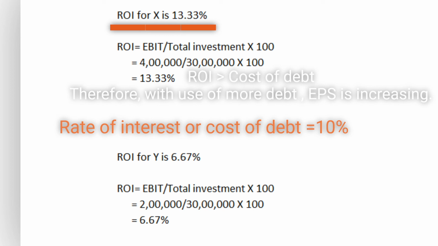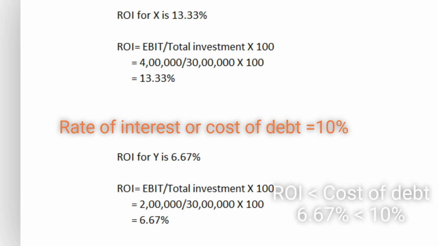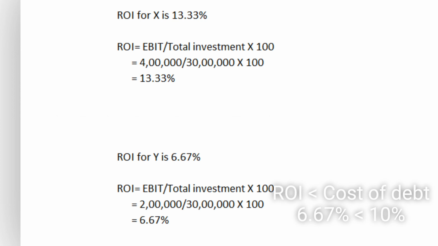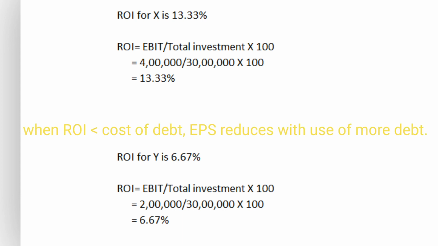But in case of company Y, EBIT was 2 lakh rupees, right? As a result, ROI turns out to be 6.67%, which is less than the cost of debt or rate of interest, which is 10%. As a result, with more use of debt, the liability of the company increases, the financial risk of the company increases, and earning per share, instead of increasing, reduces.